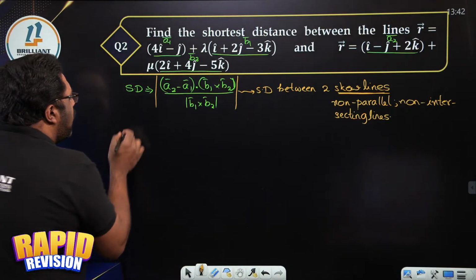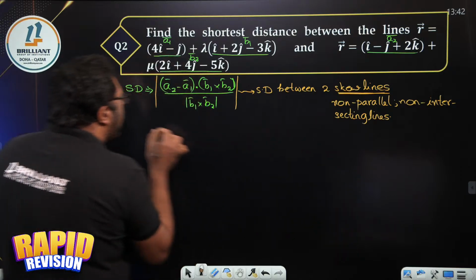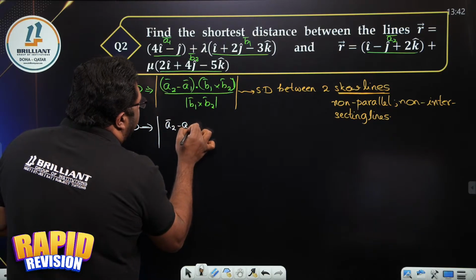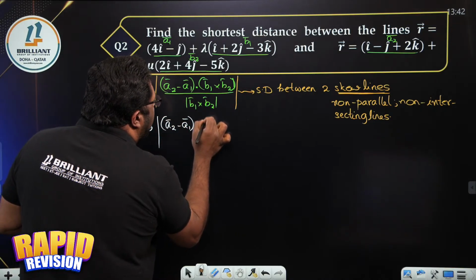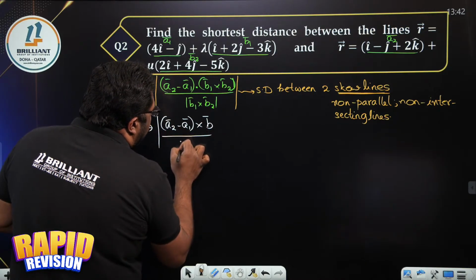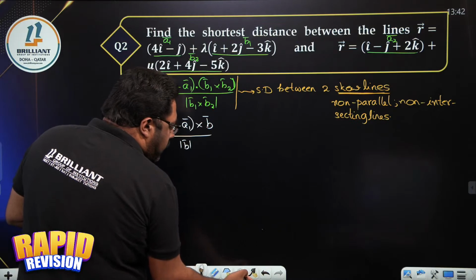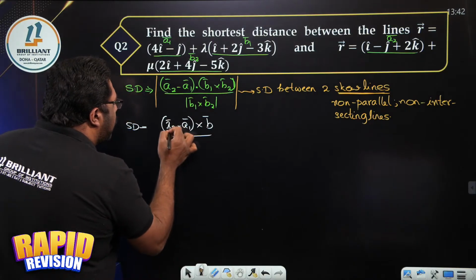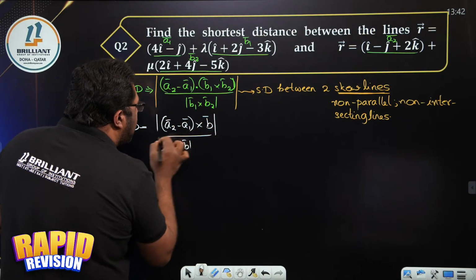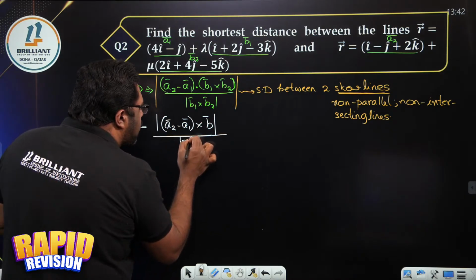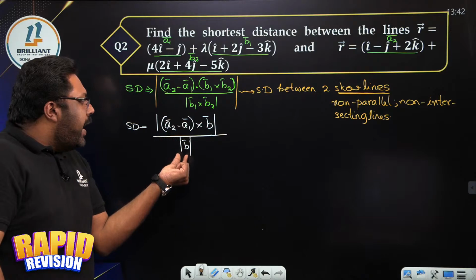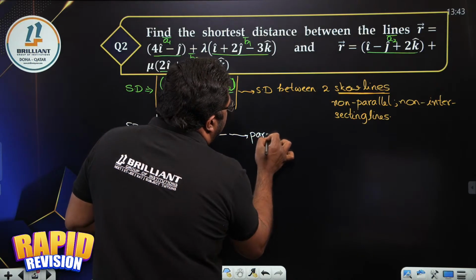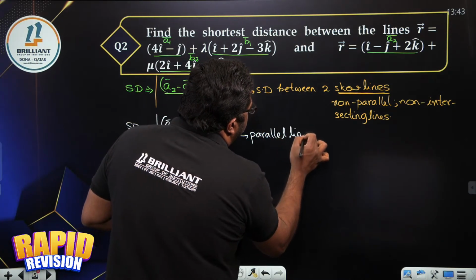If they are parallel, shortest distance has another formula. Let's write that as well. Shortest distance formula for parallel lines. The points are different, so A2 minus A1 cross B divided by the magnitude of B. But keep in mind, for the numerator, you have to take a magnitude, because cross product is a vector. So you have to take the magnitude of the numerator divided by the magnitude of B. This is for parallel lines who have the same direction ratios, vector B.